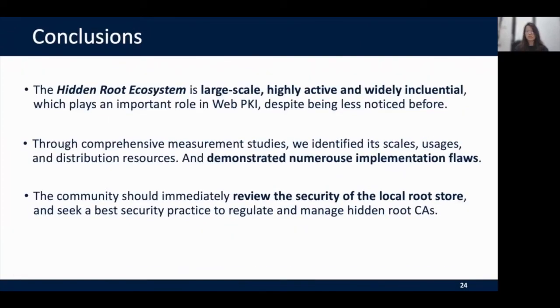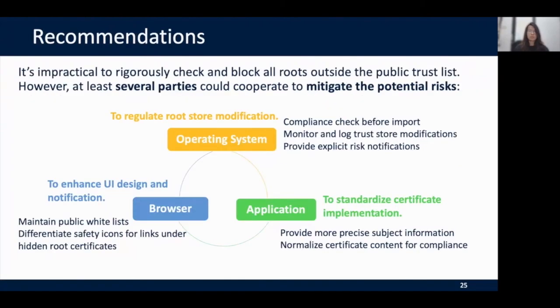In summary, we take the first national client-side view of hidden roots. The inherent non-transparency of this ecosystem makes it hard to be well regulated and leaves security risks as reported in this work. Our study suggests the community review the security of local stores in the wild and seek a better practice to regulate and manage hidden roots.